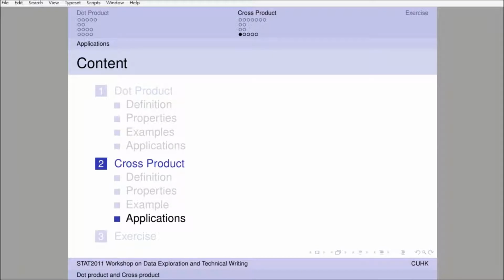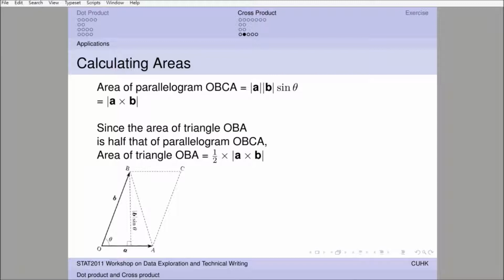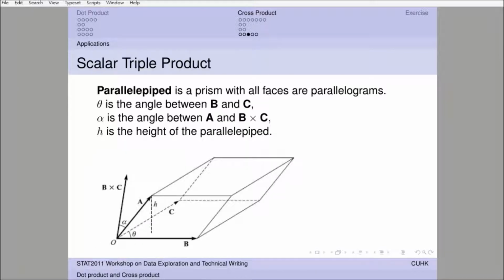Cross products can be applied in two areas. The first one is calculating the area of a parallelogram. From the figure, the area of parallelogram OBCA equals length of A times length of B times sine theta. That is the magnitude of A cross B. Since the area of triangle OBA is half of that of parallelogram OBCA, the area of triangle OBA can be found by taking half of the magnitude of A cross B.